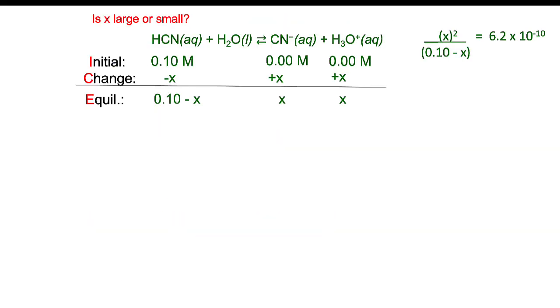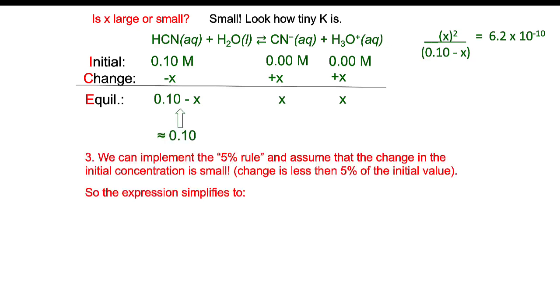Okay, so here's the mathematical expression we need to solve. Here's our ICE table. Is X large or small, right? Well, if we knew that X was very small, for instance, then we might be able to approximate 0.10 minus X as pretty much just still 0.10 because X is so small. And that's what we're going to do because K is so tiny. And if K is so tiny, we know the shift to the right is incredibly tiny. And if we know that shift to the right is incredibly tiny, then the concentrations of the products are incredibly tiny. So let's go ahead and do this, right?